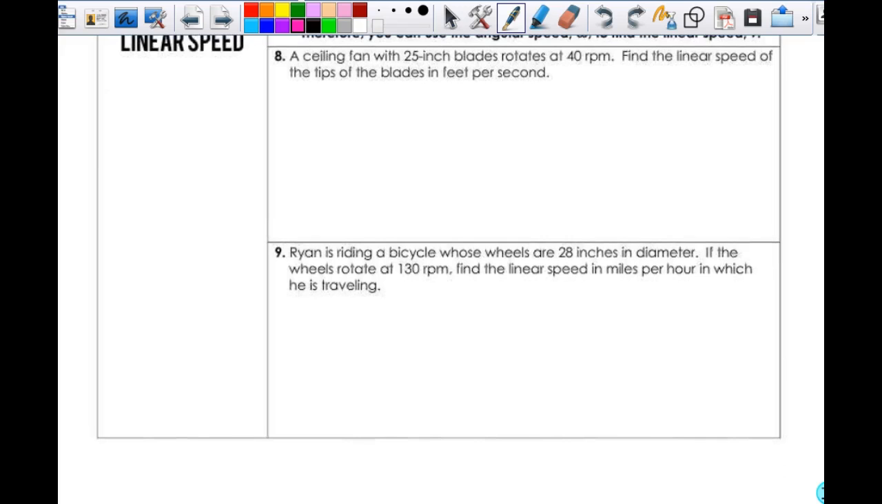It says a ceiling fan with 25-inch blades rotates at 40 RPM. Find the linear speed of the tips of the blades in feet per second. All right, so in order to find linear speed, if I want to use the r times omega, we're going to find this. So omega equals theta over time. So remember, to find theta, all we did was take 2 pi and multiply it by the revolutions, which were 40. And so the time is 1, it's revolutions per minute. This gives me 80 pi. This is radians for every 1 minute.